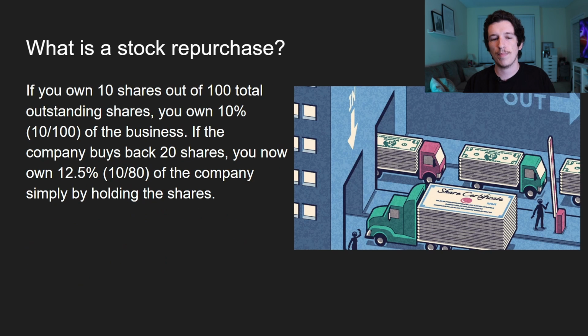So essentially what happens is, let's say you own 10 shares out of 100 total outstanding shares. That means you own 10% of the business. So that's 10 divided by 100. If the company were to buy back 20 shares, that means there are only 80 shares outstanding, and you still own 10 of those, so instead of 10% it'll be 12.5%. The way that happens is you take the number of shares that you own and divide that by the total outstanding shares. You can do this obviously with your actual shares that you own.